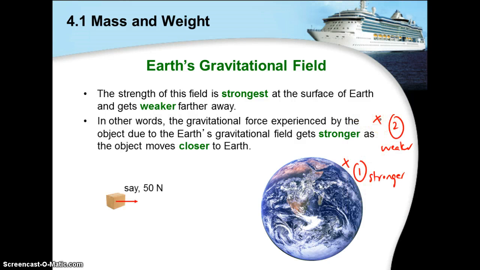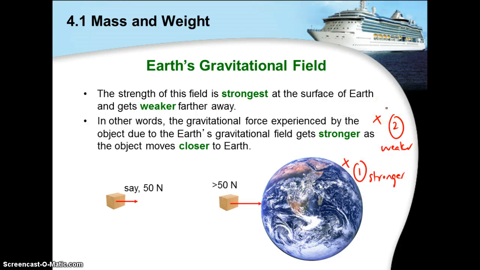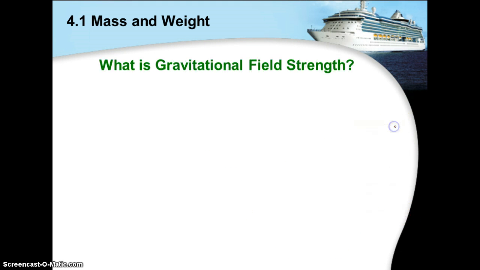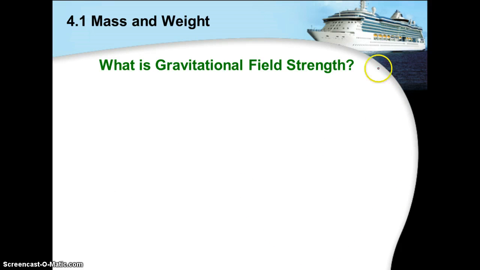Alright, so let's say a 50 Newton object placed here and a 50 Newton object placed here. Obviously, this will experience more gravitational force because it is closer to the Earth. Okay, so what is gravitational field strength? We know that gravitational field is the area around the Earth.